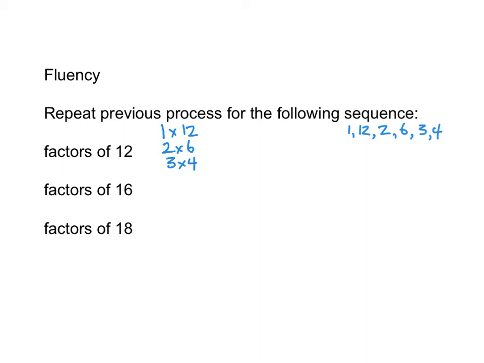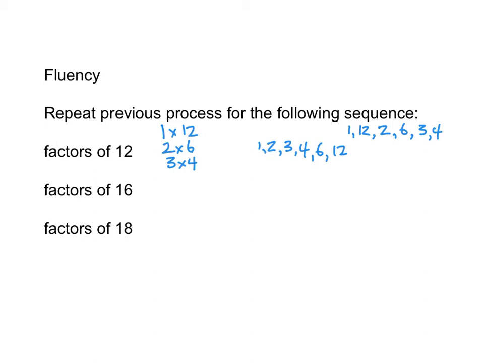So our factors for 12 are 1, 12, 2, 6, 3, 4. Now, you could list them in any order you want. It doesn't really matter what order you list them in. Sometimes people like to list them in numerical order, in which case we would say 1, 2, 3, 4, 6, and 12. Let's look at our factors for 16.